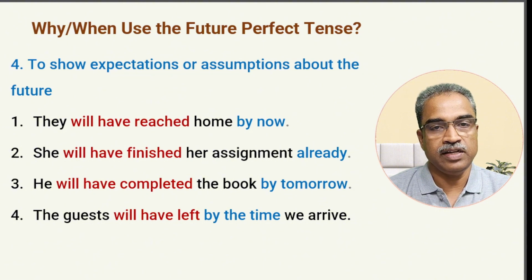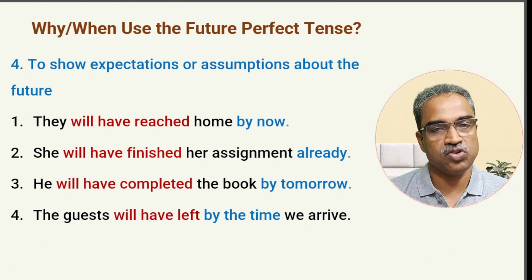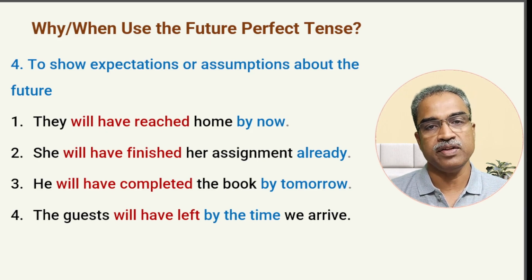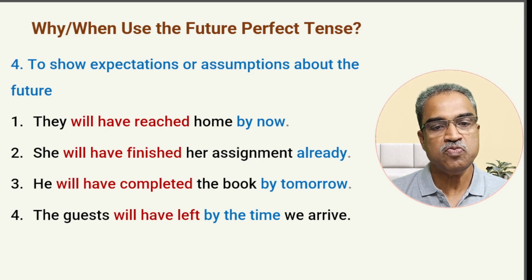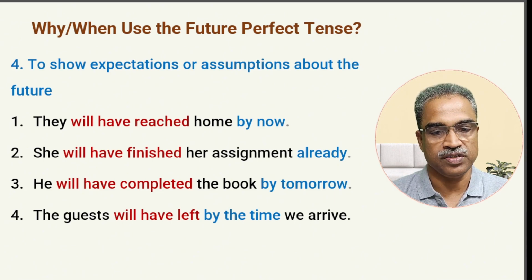So I tell them, don't worry. They will have reached home by now. It is highly possible. We just assume that it's time for them to reach home. So they will have reached home by now. Next, she will have finished her assignment already. Now we're assuming she will have finished already. So that is a specific usage here of the future perfect tense.